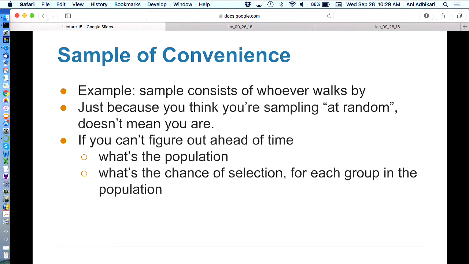It's very convenient to stand at a street corner and get 10 people. It doesn't give you a random sample. The point is that you can't do any calculations based on these, right? Because you don't know the chances with which different elements get into the population. Okay, so we are going to be focused on random sampling for now with replacement.